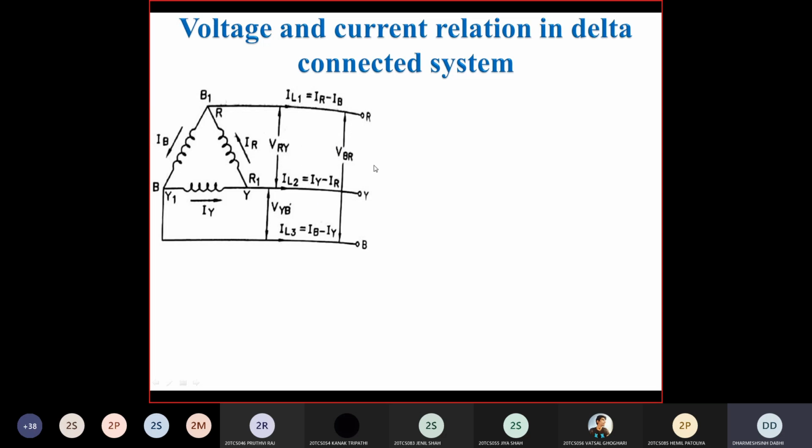Now let's see the voltage. Here you can see that no neutral terminal is connected. In a delta fashion, you cannot get the neutral. So how to find the phase voltage? Phase voltage is the voltage across any phase. Suppose you find the voltage across R phase, so you measure between the R and R1 terminals. If you connect the voltmeter across R and R1, you get the phase voltage.